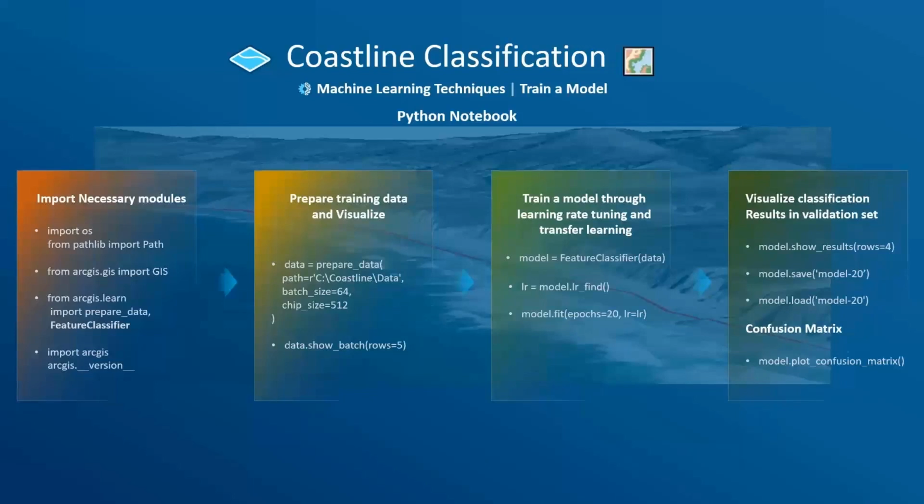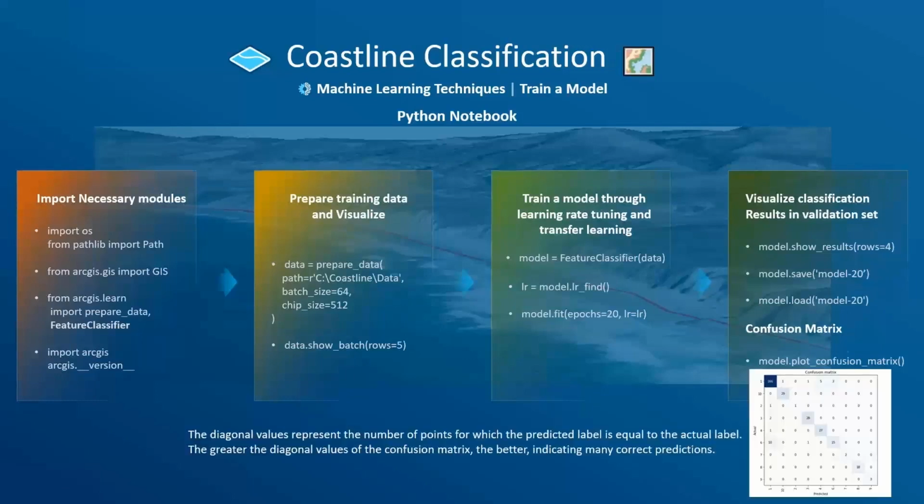The last step in this Python notebook is to visualize classification results in validation sets. These are the commands to do that. Once you are okay with the ground truth and prediction values from the model, you can save that model and start using it in the classification, which is the next step.